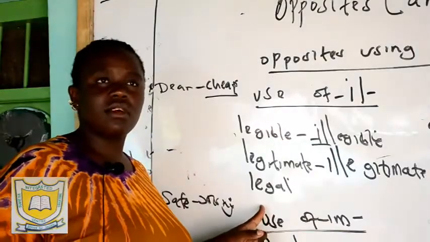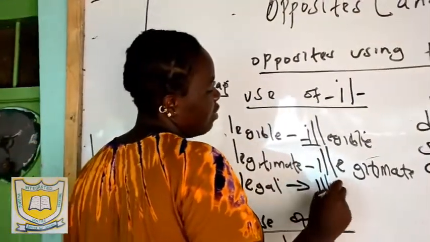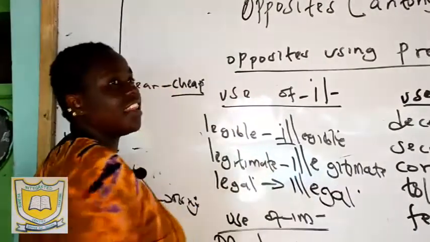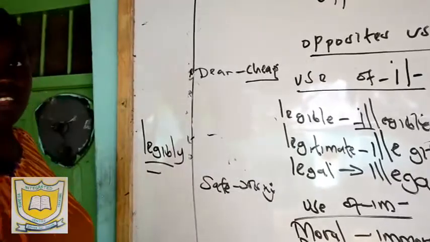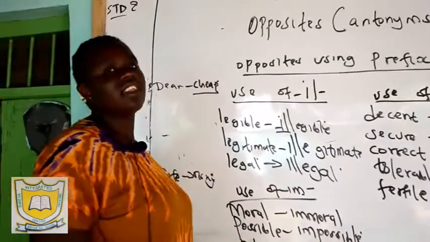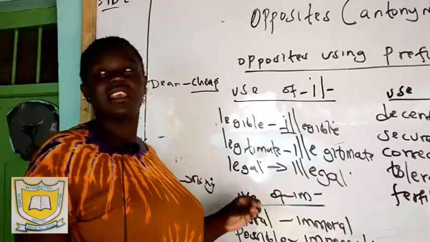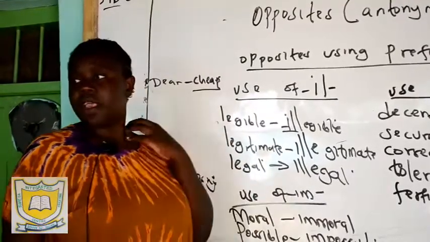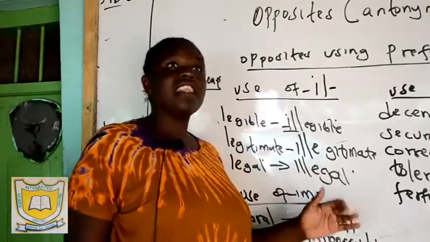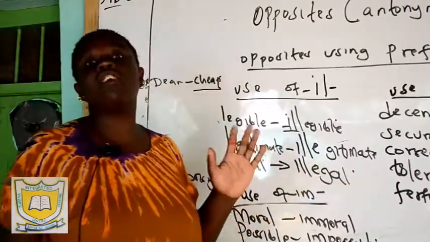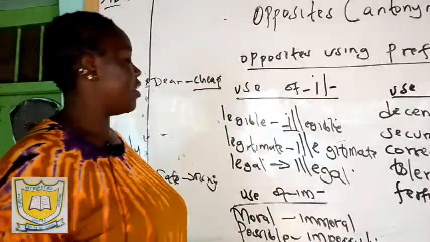Something is legal. If something is legal, it is allowed by the law of a country. And if something is not allowed by the law of a country, then it is illegal. You can find this in your science lesson where you have legal drugs in Kenya, and then we have illegal drugs in Kenya. When we say legal, it means it is allowed by the law of a country. But if something is not legal, then it is illegal, meaning it's not allowed by the law of a country.